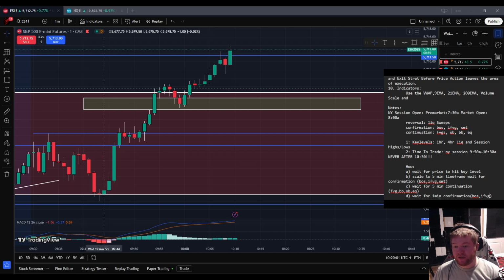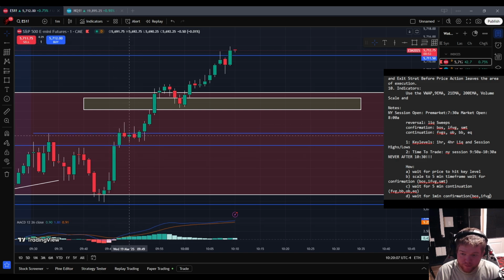I think we missed it on the break of structure. Would have been right here, right? Because we did make a lower high here, and that would have been our break of structure. We made a lower low.